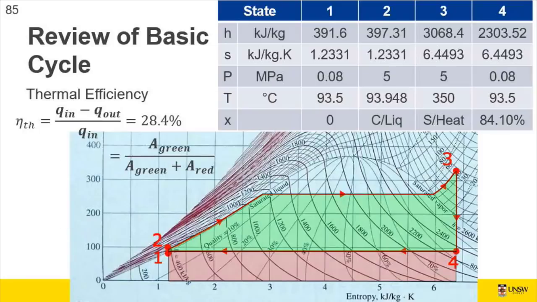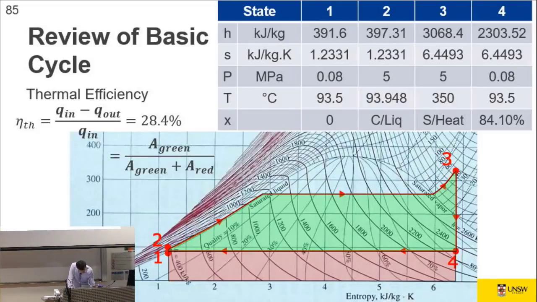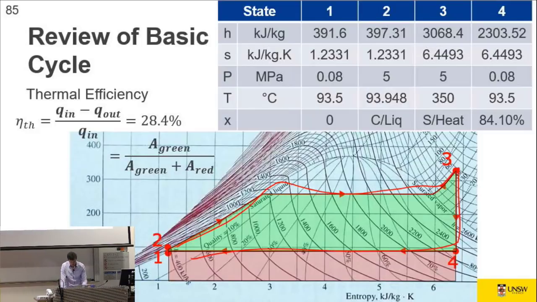Something cool about TS diagrams, and it works as well for PV diagrams, although we'll often represent these on TS diagrams, is we can analyze them visually, or we can use visual means to quickly ascertain where we are going with our efficiency. Because thermal efficiency is Q in minus Q out, or Q net, and Q net equals work net for a closed cycle, so it's work net divided by Q in, our Q net, or our work net, is the area of this green region here. Okay, because our Q in is the area under this line, and our Q out is the area under that line. So if I take those two away from one another, I get the green region. So that's our work net for the cycle.